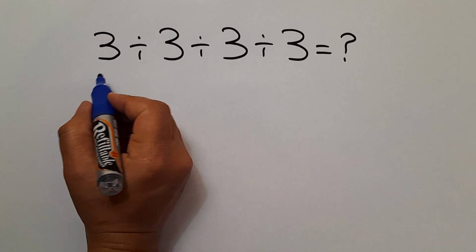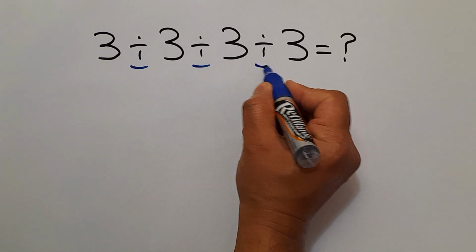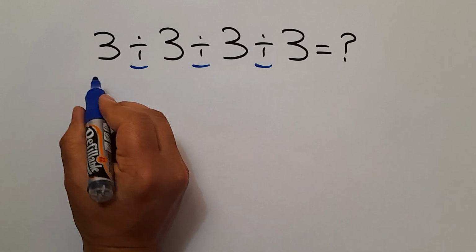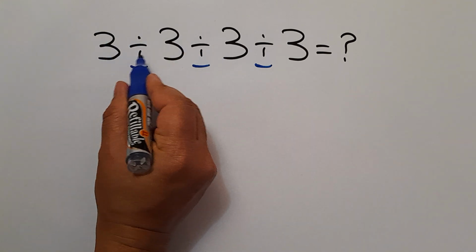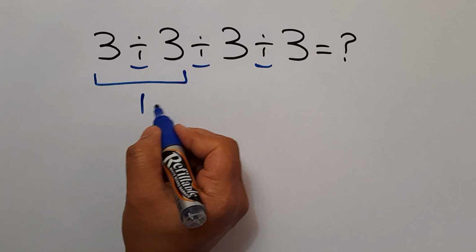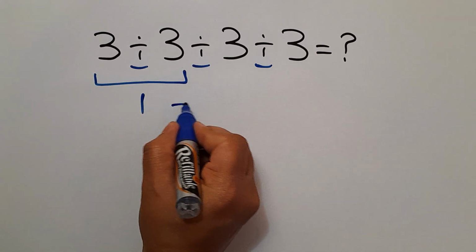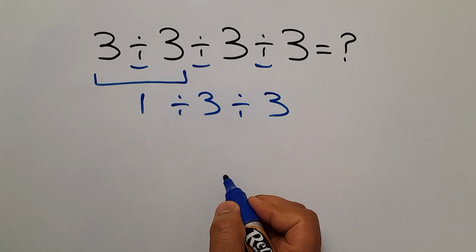Now, the correct path. Here we have these 3 divisions and we have to work from left to right. So 3 divided by 3 gives us 1. And let's recopy: divided by 3 and again divided by 3.